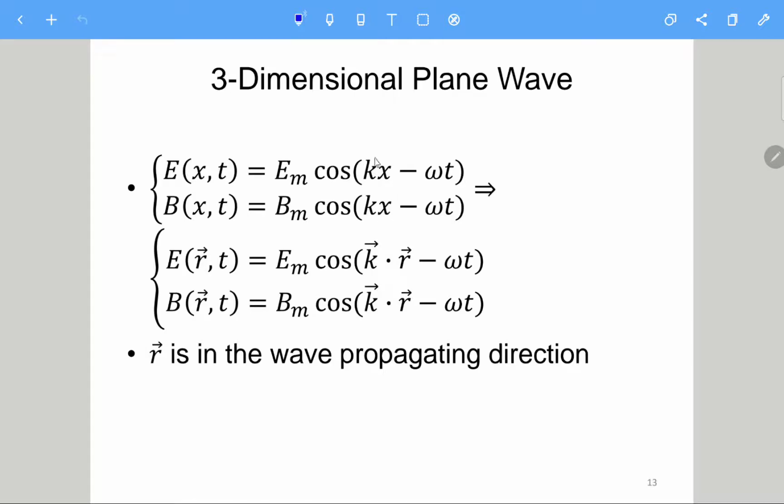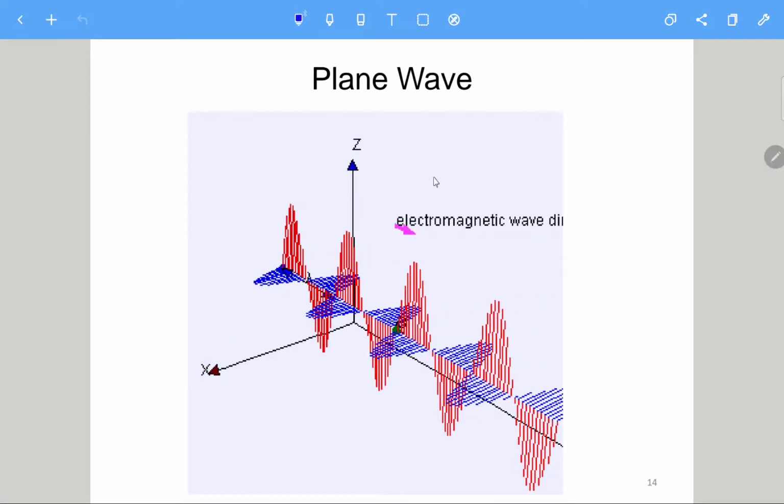In order to write it in 3 dimensions, this term doesn't change because the time is still 1 dimension. This becomes 3 dimensions, so the wave number becomes a vector. This is also a vector. So these 2 vectors dot together to become a scalar, because this is a scalar without any dimension. So r is the wave propagating direction. Okay, it will be like that.